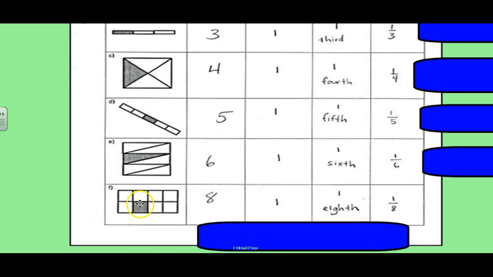There are 8 equal parts on this one. There's 1 part that is shaded. Each part, meaning each one of these little squares, is 1/8, and the fraction that is shaded is 1/8.